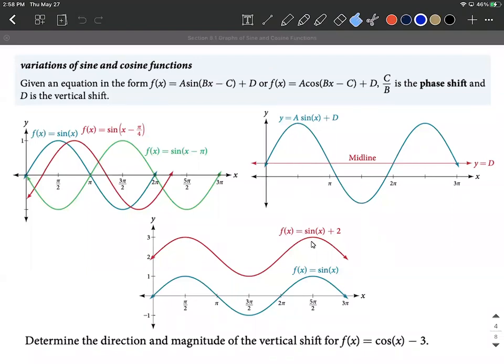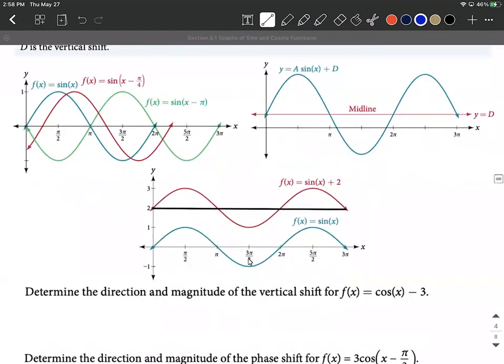So on our next one here, you can see sine of x plus 2, that's shifting everything up 2 units. So if I wanted to draw the midline through here, I would probably just start at 2, go straight across here, and you can see that our midline here is going to be at y equals 2. So if you drew that line in there, an equal amount would be above and below that midline.